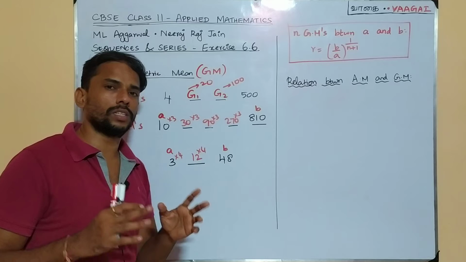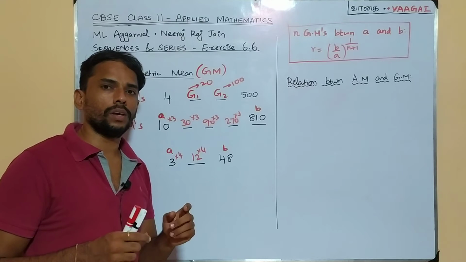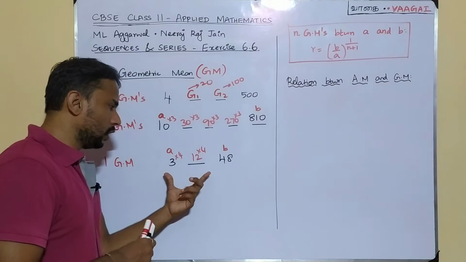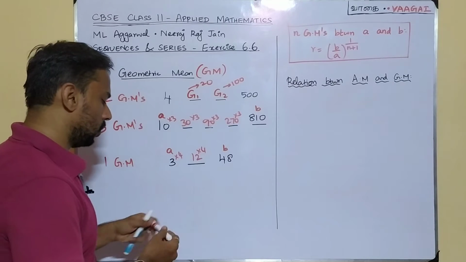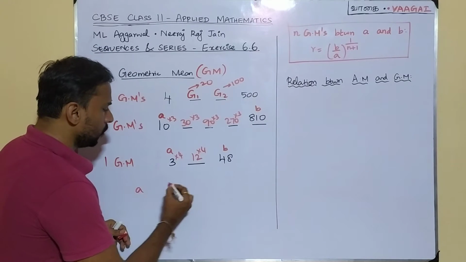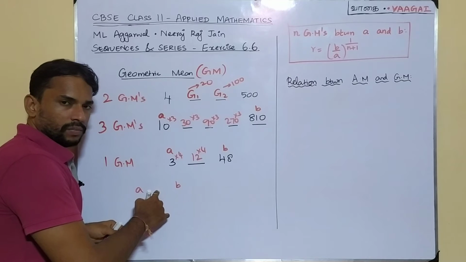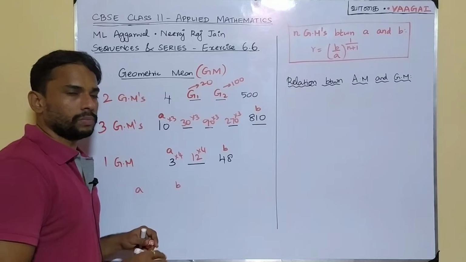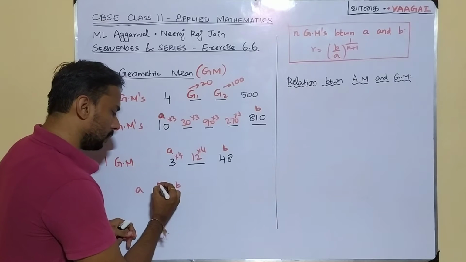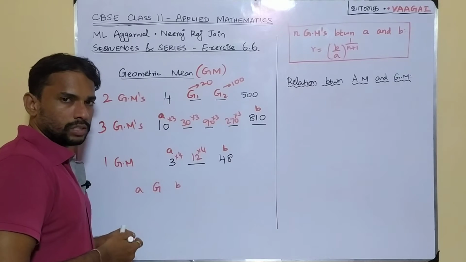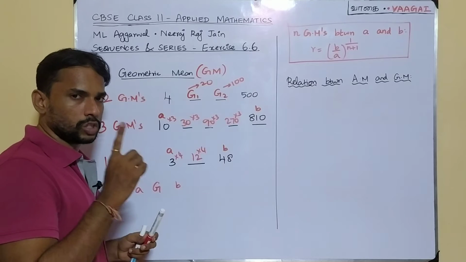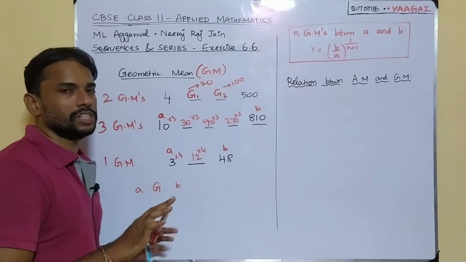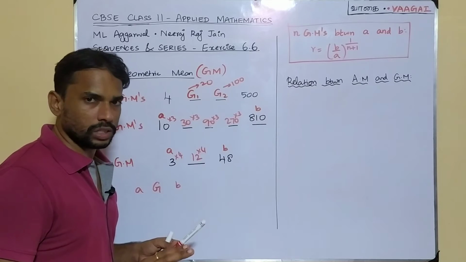So let us see that. Let us just try to derive it. What if you are asked to find only one geometric mean, given two values a and b, and you need to insert only one geometric mean between these two numbers? Then what we can do here is, I will take the geometric mean as g. There's only one geometric mean between a and b, and I'm going to express that as g. So shall we see how this can work?